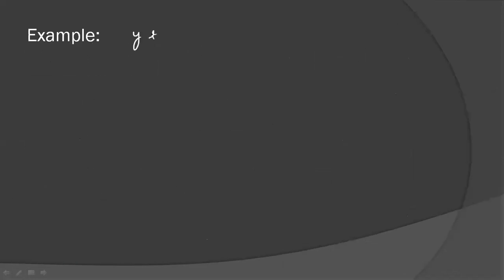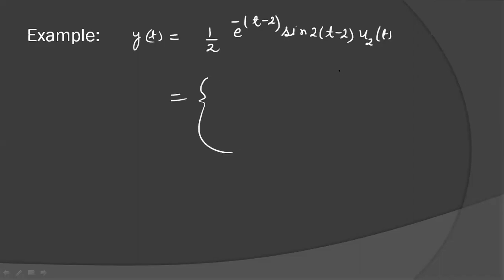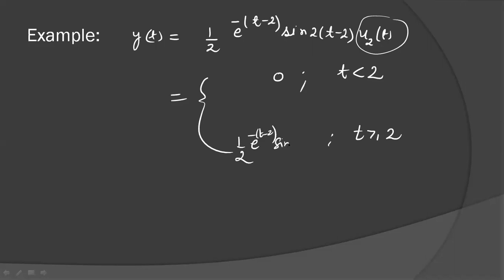y(t) is equal to 1 by 2 e to the power minus (t minus 2) sine of 2(t minus 2) u2(t). It can be broken also. If t is less than 2, this will become 0 because this value is 0. When t is greater than or equal to 2, this will become 1 by 2 e to the power minus (t minus 2) sine (2t minus 4) because this value is 1.